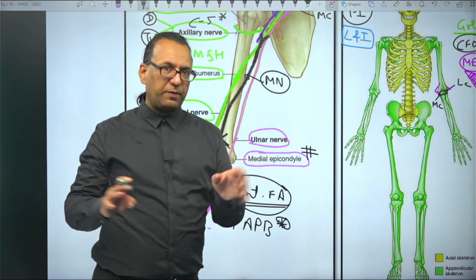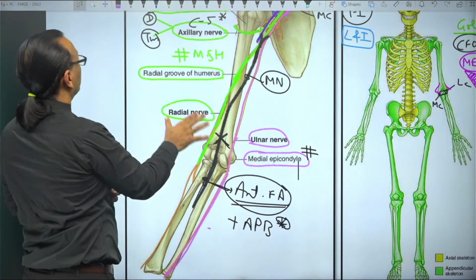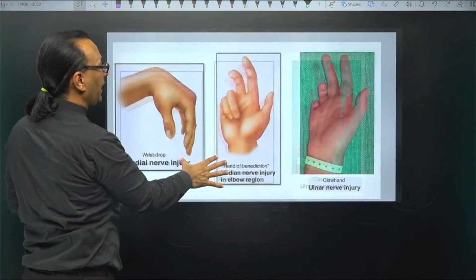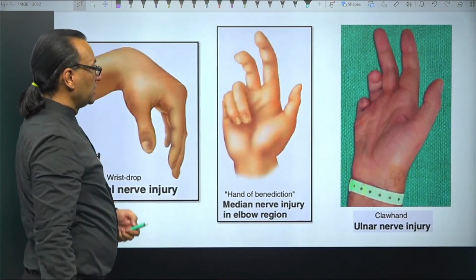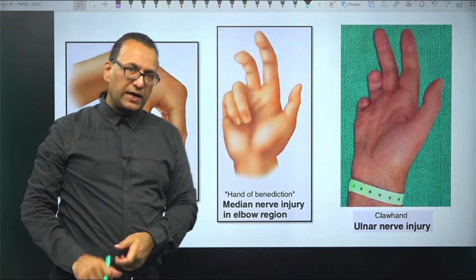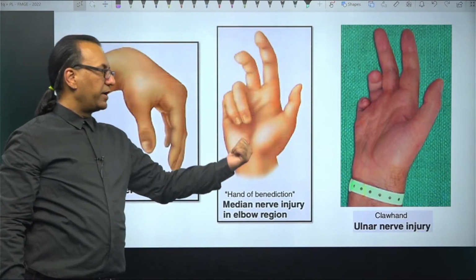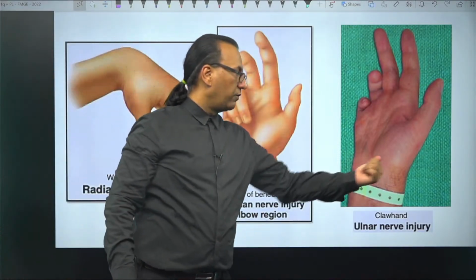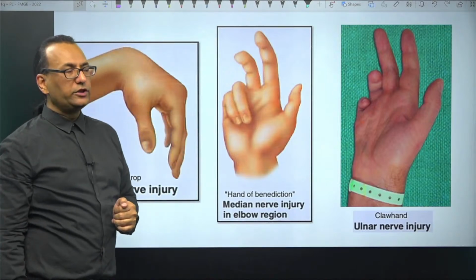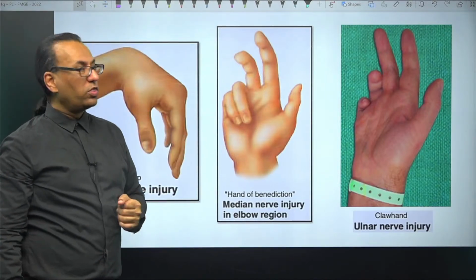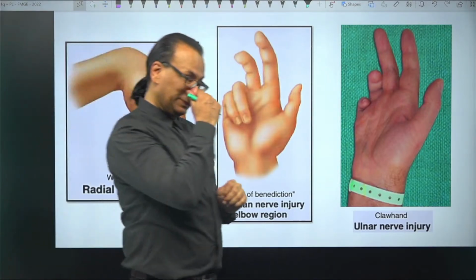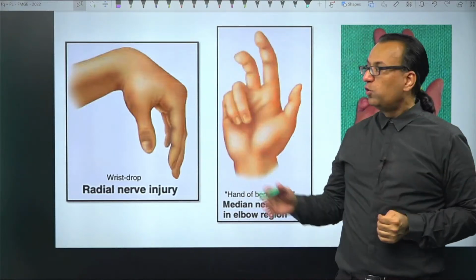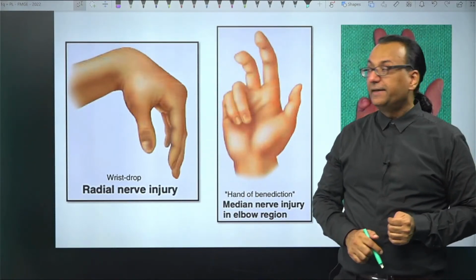How do you differentiate between these patients? You see this diagram and we can find out one of them is radial nerve injury, other is median nerve injury, and the third one is ulnar nerve injury. But how do you know that these patients which you are looking at belong to one particular category?